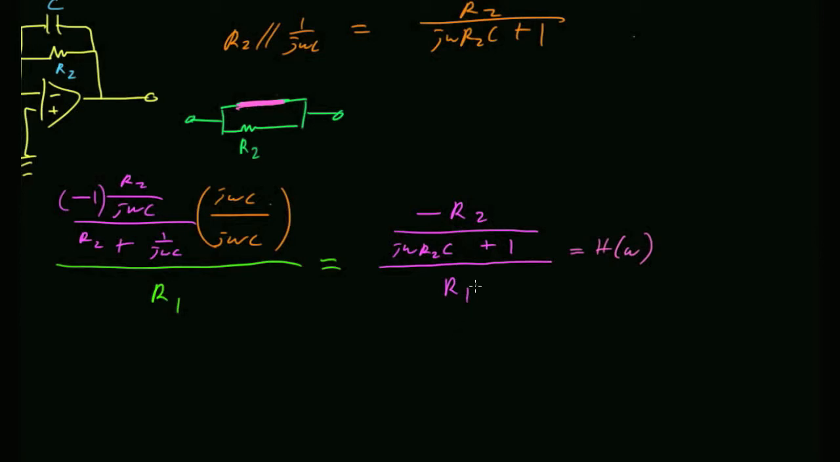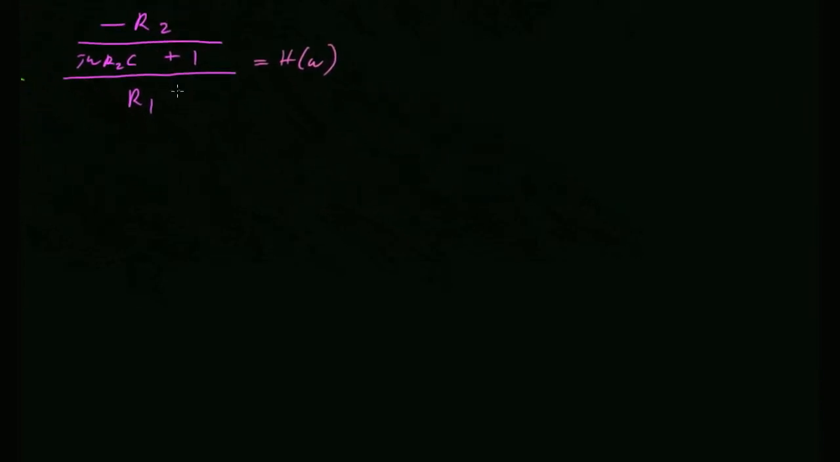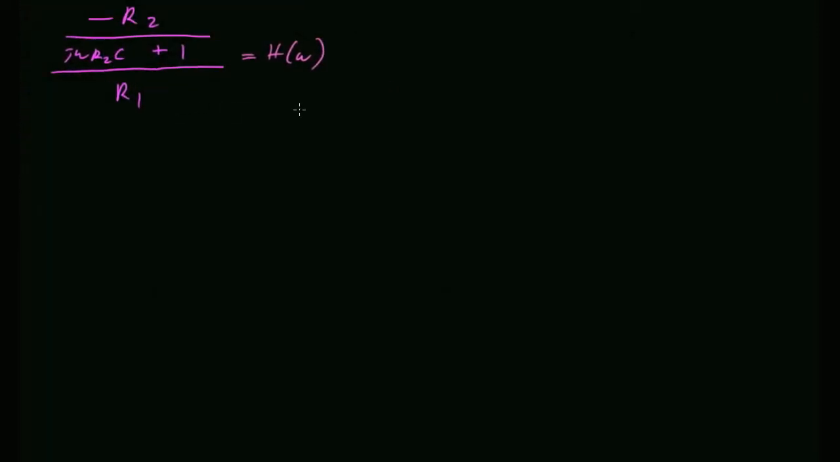What kind of filter is that? I don't know. Somebody tell me with authority. I tell low pass, right? What happens at low frequencies? At very, very low frequencies, this term disappears, and I'm left with minus R2 over R1. And the minus is just a phase shift, so let's not worry about that.